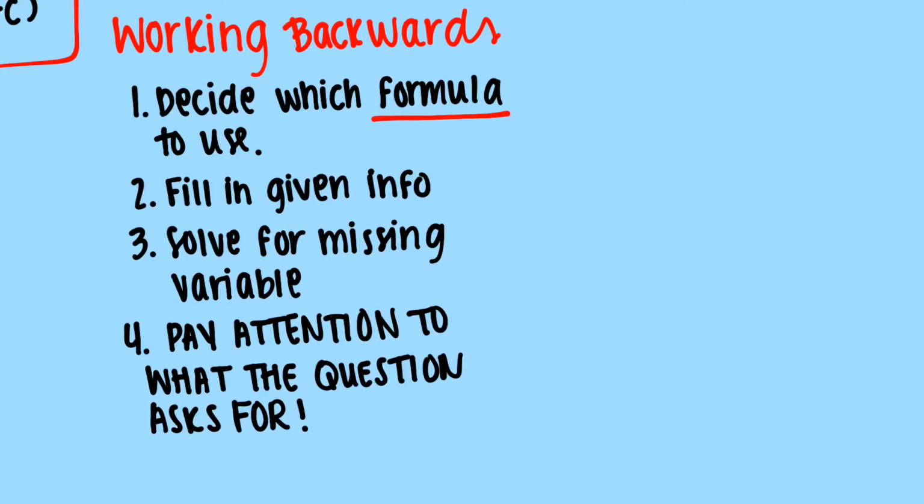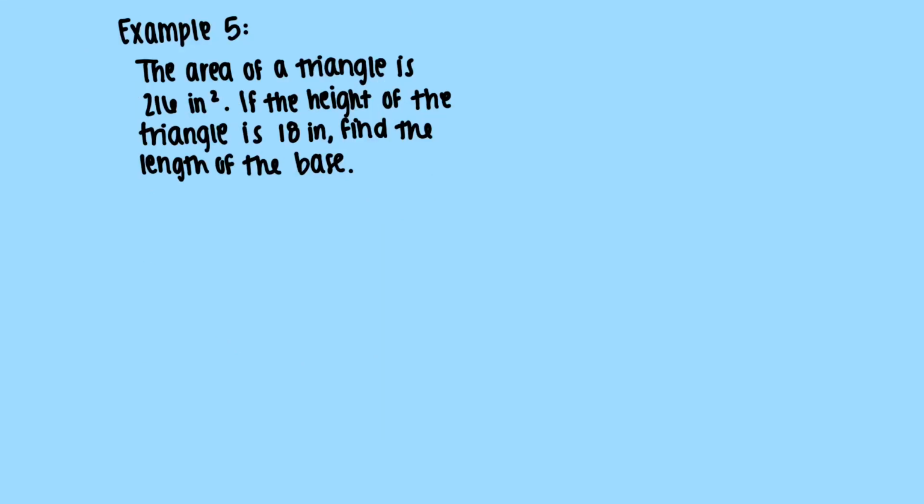Step 2 is to then go and fill in the given info from the word problem. Step 3, solve for the missing variable. And step 4 is really important. It'll be more important with circles, but you need to make sure you pay attention to what the question asks for. So example 5 says the area of a triangle is 216 inches. If the height of the triangle is 18 inches, find the length of the base.